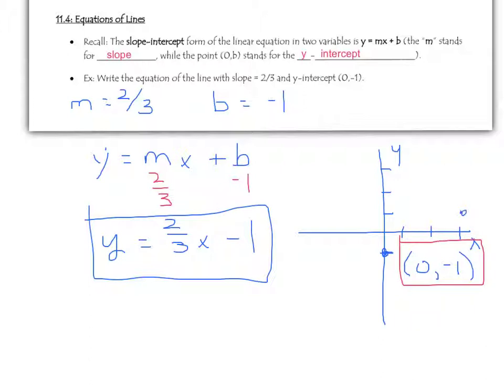Let me make it a little bigger. Okay, so that's our next point. So now that we have 2 points, we can draw a line between those 2 points. And so by drawing a line through those 2 points, you've graphed the equation y equals 2/3 x minus 1.